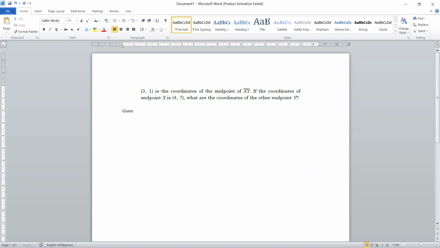So let's list the given. The midpoint of XY is at (3, 1). The coordinates of point X is (4, 7). So you have there, what are the coordinates of Y? This is unknown. Let's have this as (x, y).